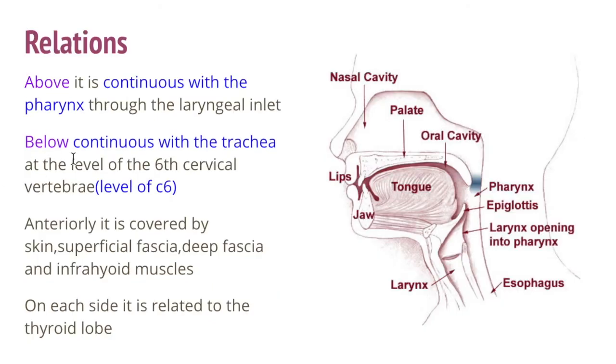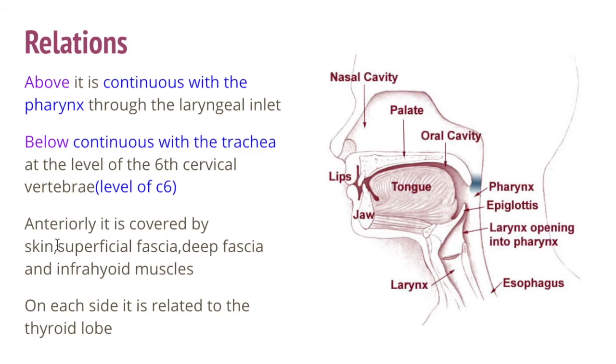Now, if we come to its relations, we see that above, as I told you, it is continuous with the pharynx through the laryngeal inlet, right? Here was the tongue, so above it, posterior to that is the pharynx. Below it is continuous with the trachea because, as I told you, it sits on top of the windpipe. So below it is continuous with trachea at the level of the sixth cervical vertebrae.